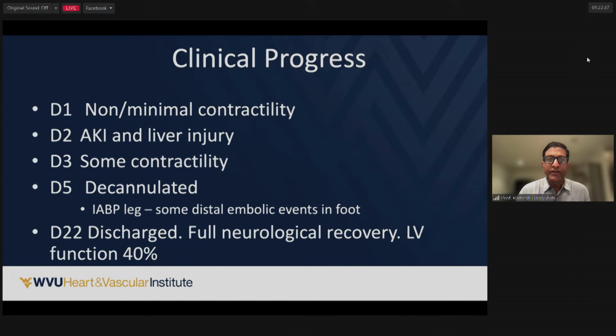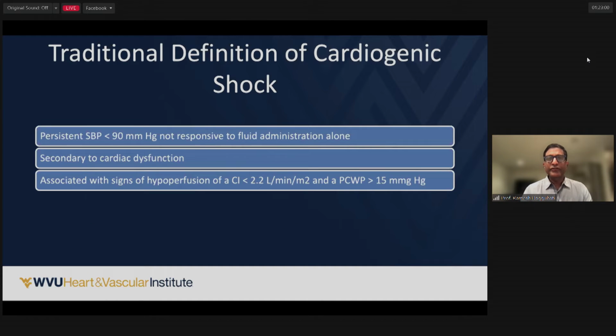Here's the clinical progress from day 1 to 22, but she survived. There was no or minimal contractility on echo, and on day 2 she developed acute kidney injury and liver injury, and some contractility was noted on day 3. She was decannulated on day 5 and then transferred to balloon pump, and some distal embolic events were noted in the foot. On day 22 she was discharged with full neurologic recovery, and LV function improved to 40%. So I think these two patients are slightly different.